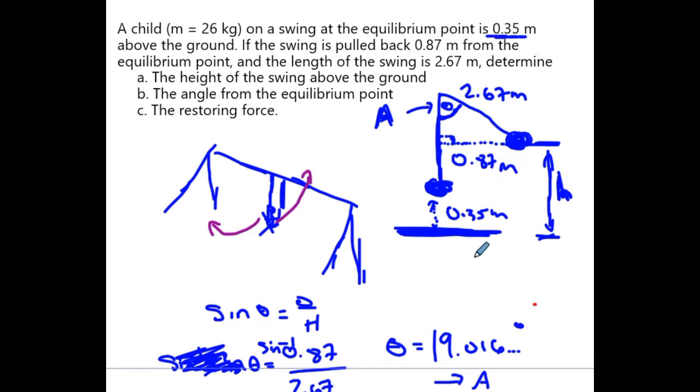Because the way we're going to discover this value is that we know from here to here is already 0.35, right? We already know that from where the kid was above the ground was already 0.35. What we're really lacking is this distance right here. I'll call it x right now. It's basically from here to there. We need to know how high he is above his equilibrium point.